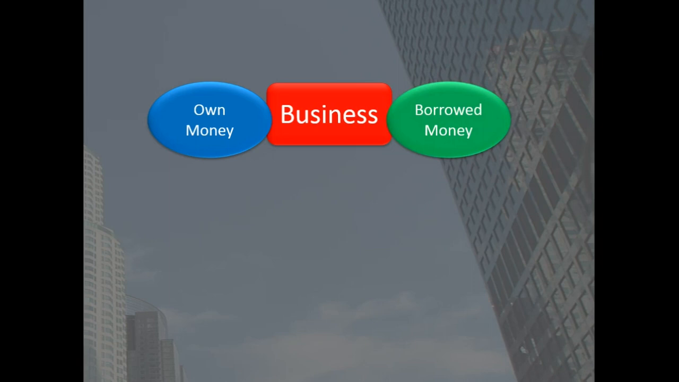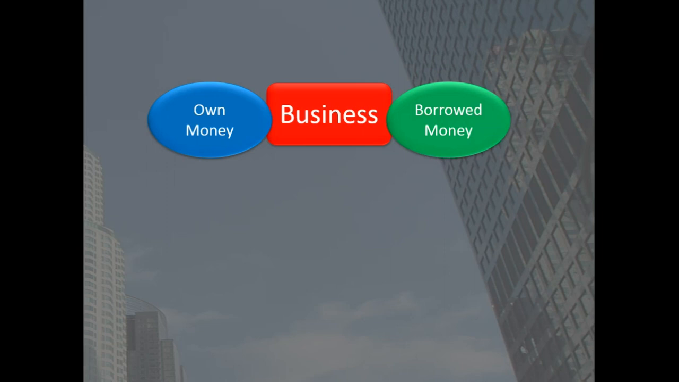Business needs money. So this is the most basic thing which is needed by a business. This money can either be funded by the owner or it can be obtained from someone else who is outside the business as a loan. So these are the two main sources of obtaining money by a business.